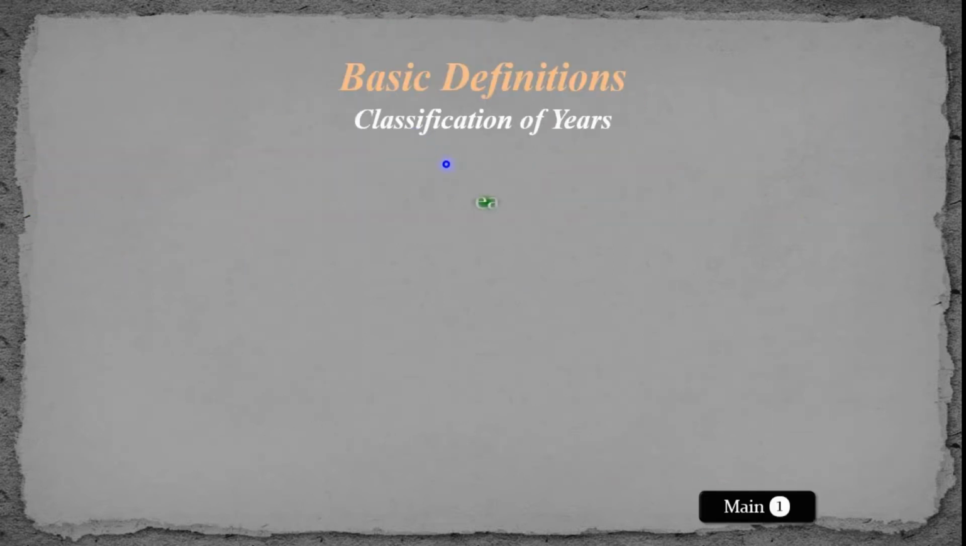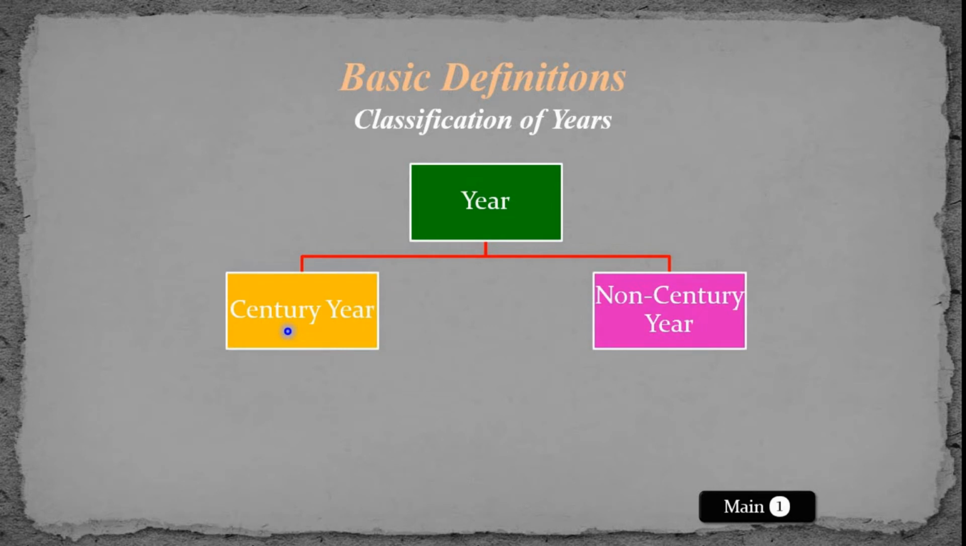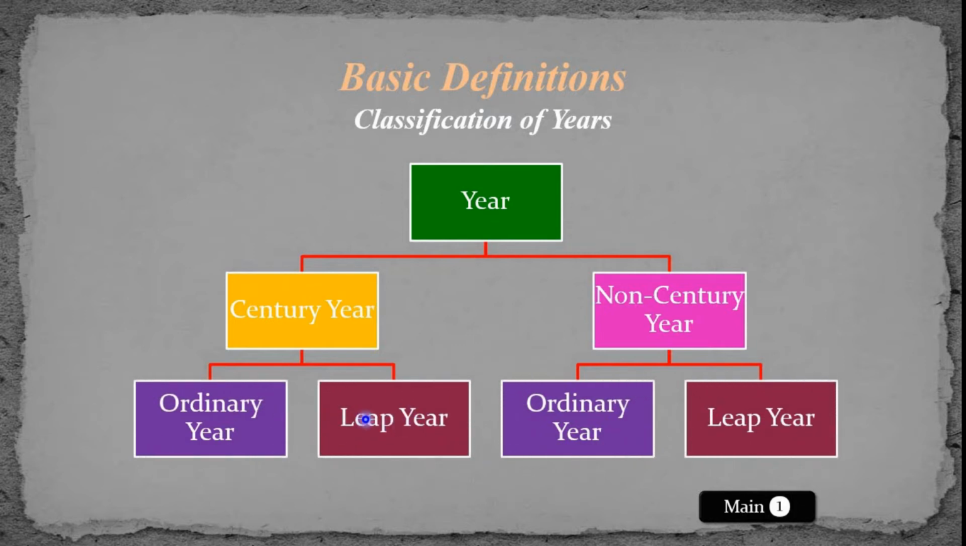Classification of years. A year can be classified as a century year and a non-century year. A century year is a year which can be written as a multiple of 100. That is, the last two digits of the century year must be 0. A year which is not a century year is known as a non-century year. Each century year and non-century year can further be classified as ordinary year or leap year. An ordinary year has 365 days, whereas a leap year has 366 days.